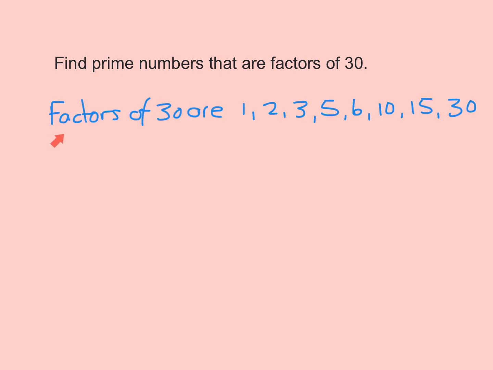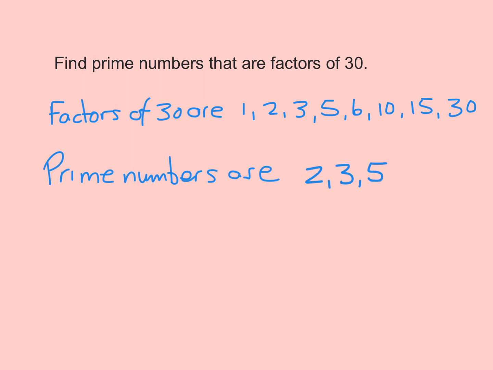Right, so first things first, I've worked out what the factors of 30 are. They're 1, 2, 3, 5, 6, 10, 15, and 30. So the next thing I've got to do is figure out which of these numbers are in fact prime numbers. So prime numbers of that lot happen to be 2, yep, because 1 isn't, 3, and 5. So those are the prime numbers that are factors of 30. And that's the lesson on prime numbers.